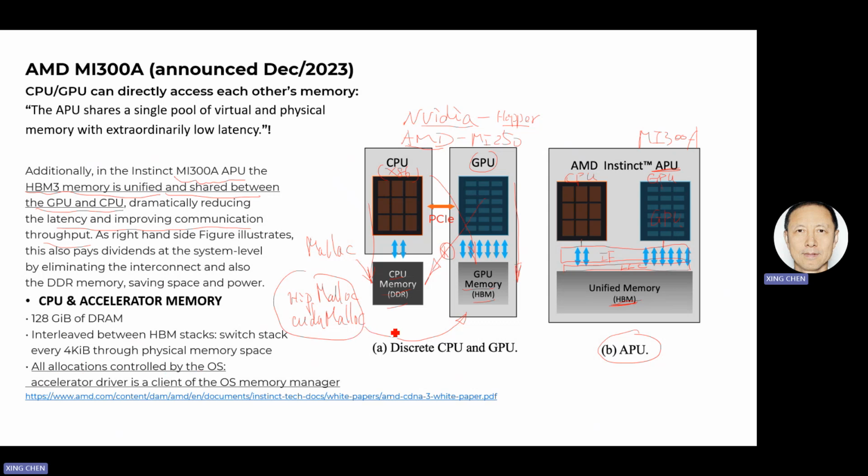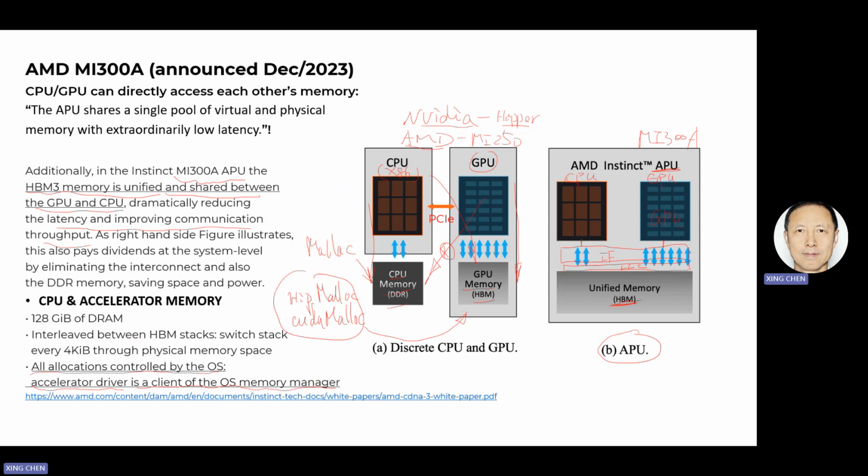So if you look at this discrete GPU, if you call malloc, heap malloc or CUDA malloc, you have to allocate a piece of memory on the GPU, and this has to be managed by the GPU. It's the GPU that is going to manage this piece of memory allocation. But for this APU, things have been simplified. All allocations are controlled by the operating system. The accelerator driver, the GPU driver, is a client of the OS memory management.